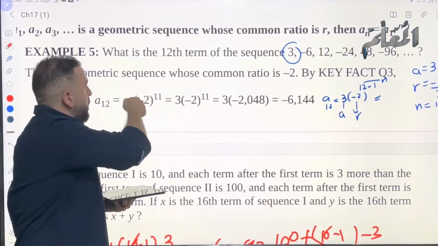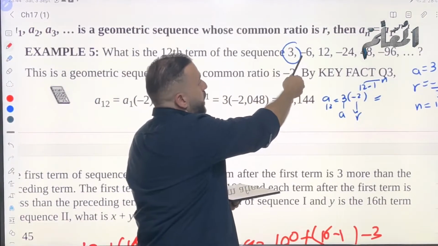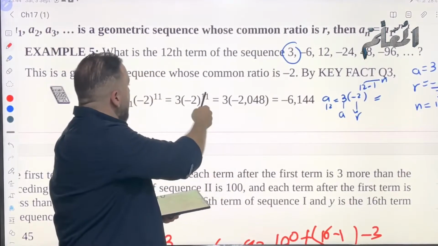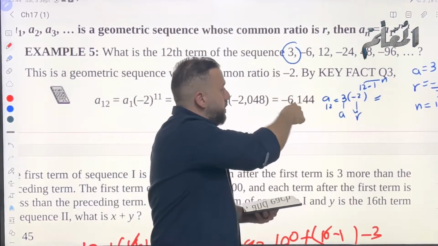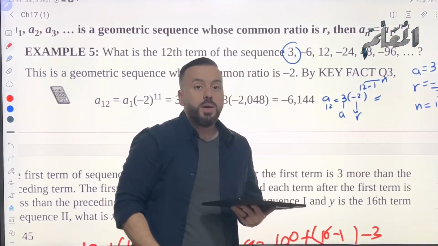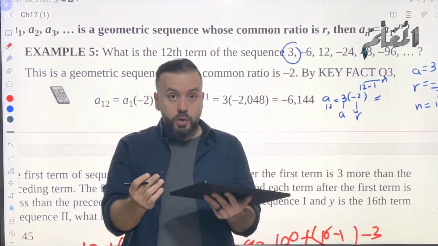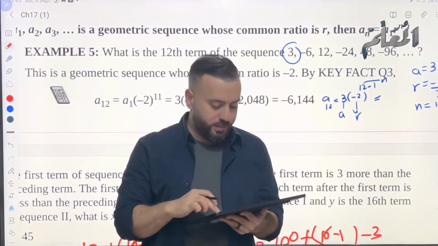At the end, a is 3. The ratio, how can I get the ratio? Negative 6 divided by 3, which is negative 2. That's the ratio. And the power 12 minus 1 is 11. At the end, I get the value, which is negative 6,144. Please do more practice so you can distinguish between the arithmetic and the geometric. Next question.